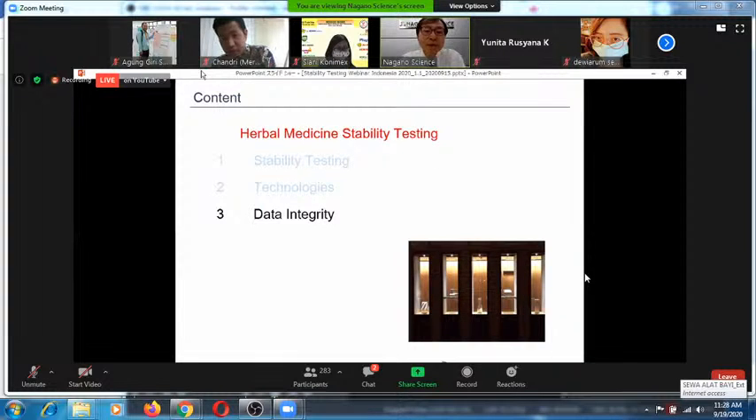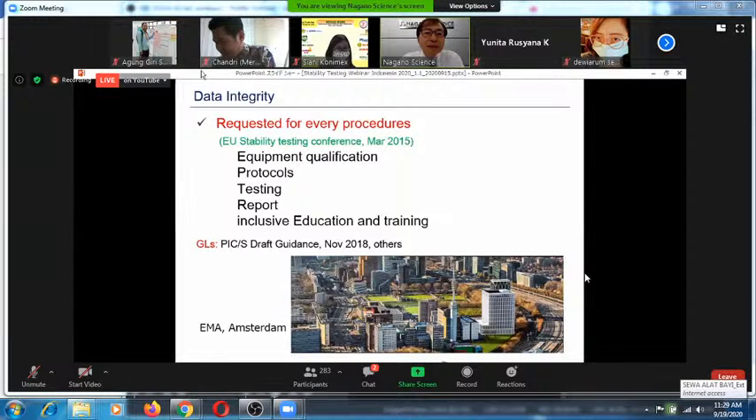Okay, and the third item is data integrity. I'm sure you know that. Data integrity is not only for the data itself; it's a requirement from equipment qualification, protocol, testing, and report, also including education and training record methods. The word started from 2015, and since then data integrity has been a key concern of the authorities.